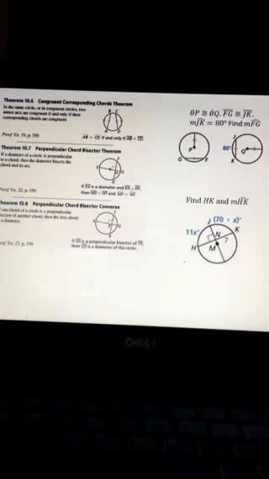What this says here is that if you have a chord like BC that is marked as being congruent to chord CD, then the arc that's made will be congruent to the arc that's made by that guy. And that should make sense that if the chords are congruent, then obviously the arcs are going to be congruent.